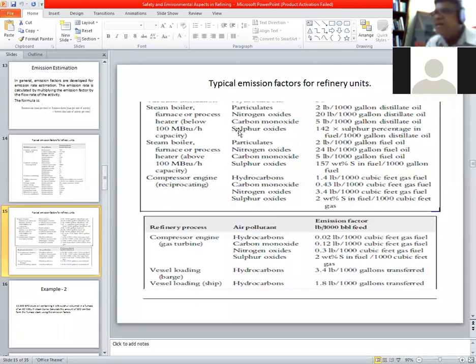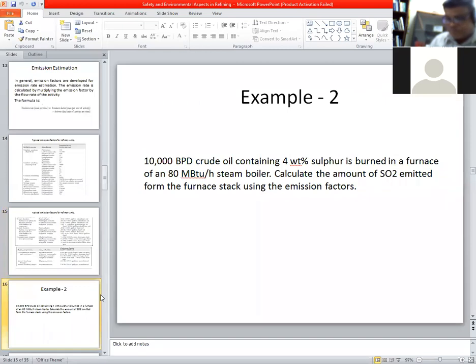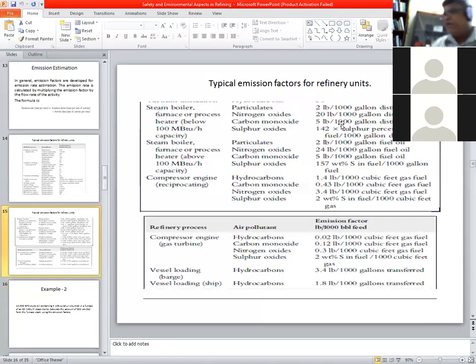So see the sulfur dioxide, sulfur oxide. We have to use this. These are the emission factors. So accordingly, see here, calculate the amount of sulfur dioxide emitted. Here the pollutant is sulfur dioxide, so accordingly you get the value of the emission factor here.